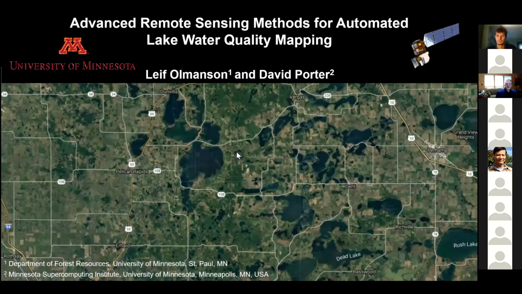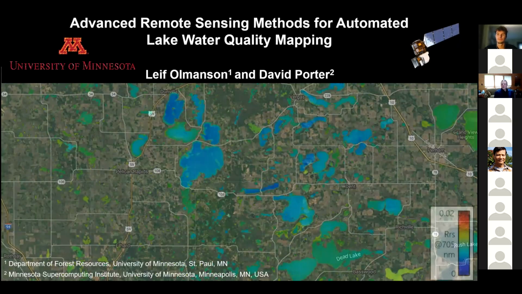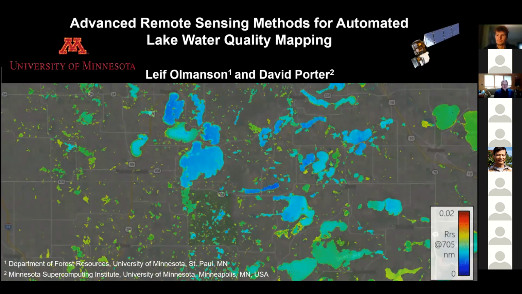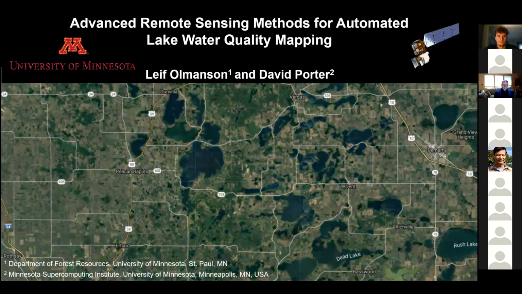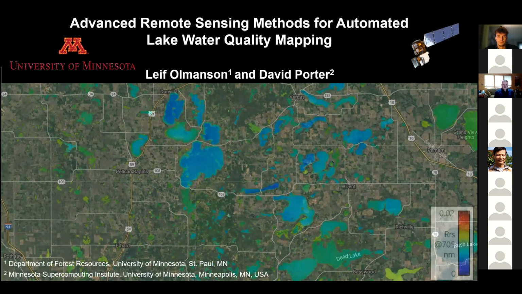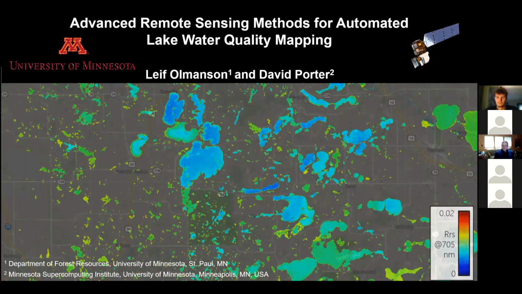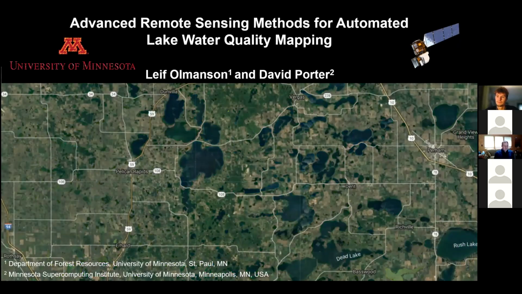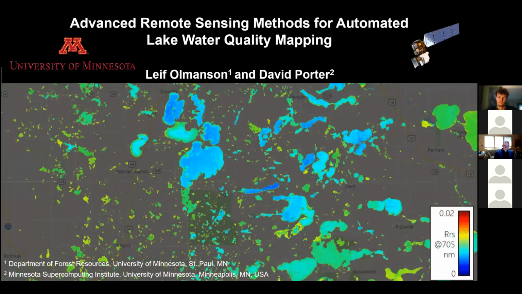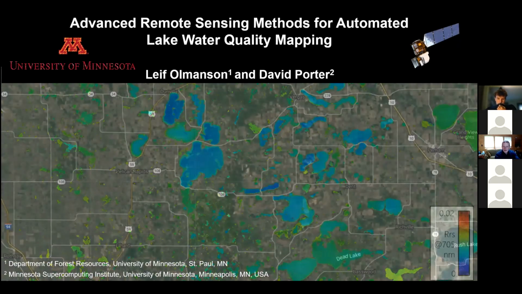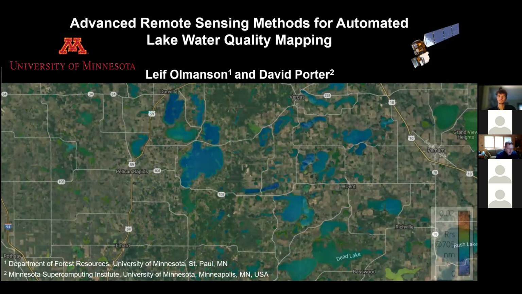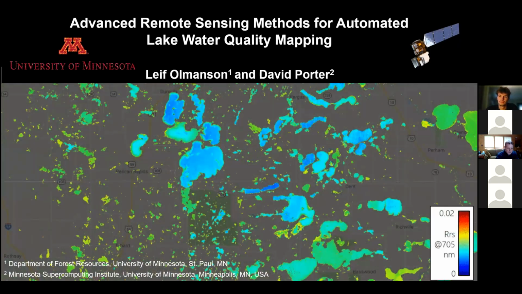Okay. I'm gonna give you a little bit of background on what we've done in the past, and then I'm gonna move into some of the work we've been doing using satellite remote sensing for automated image processing for lake water quality. And that was with the help of David Porter of the Minnesota Supercomputing Institute.